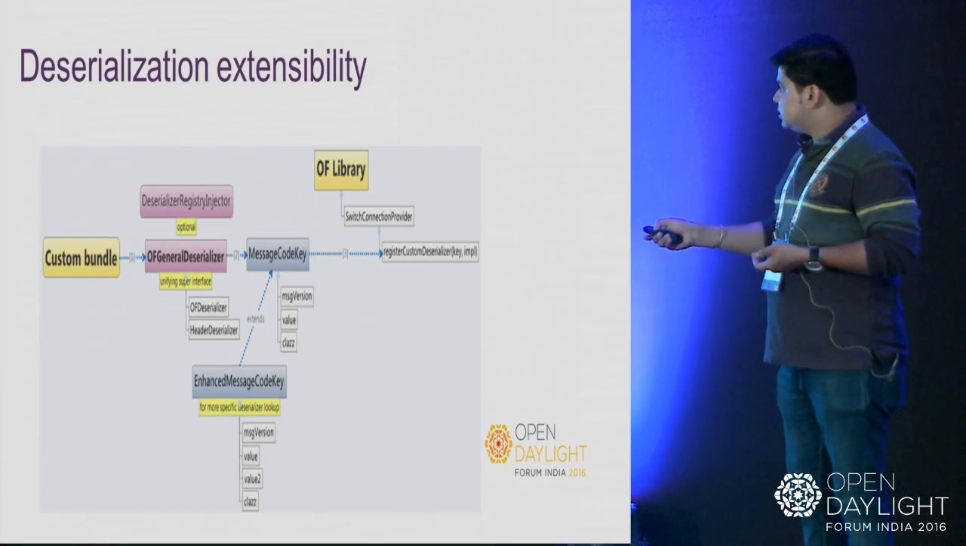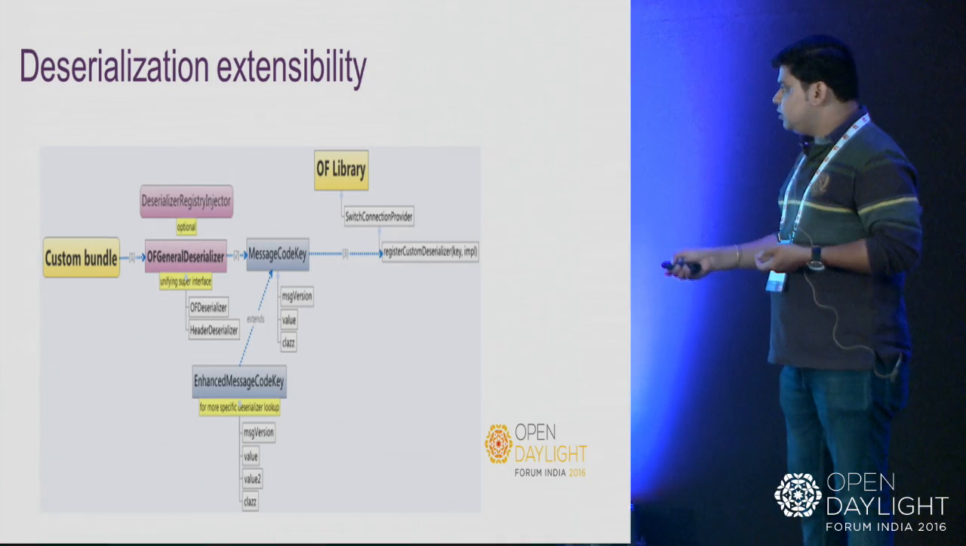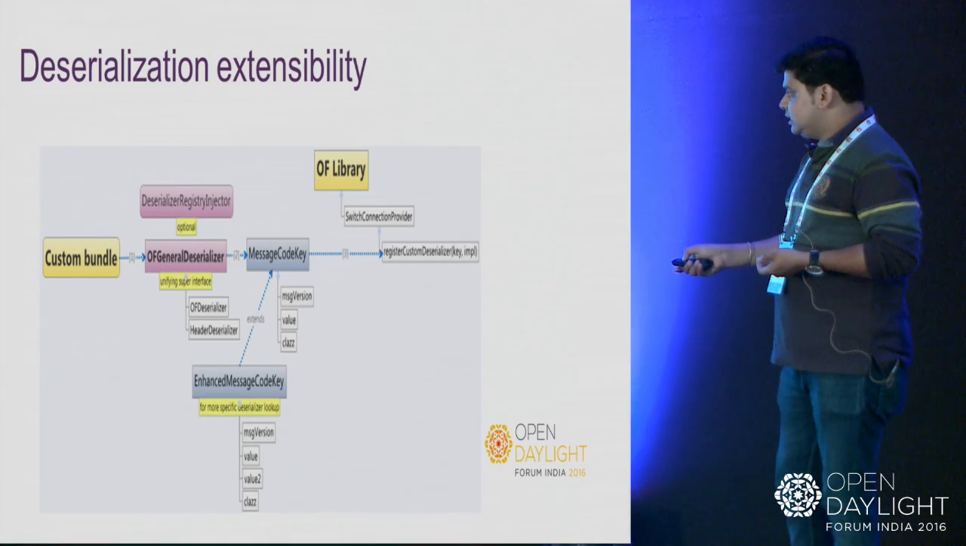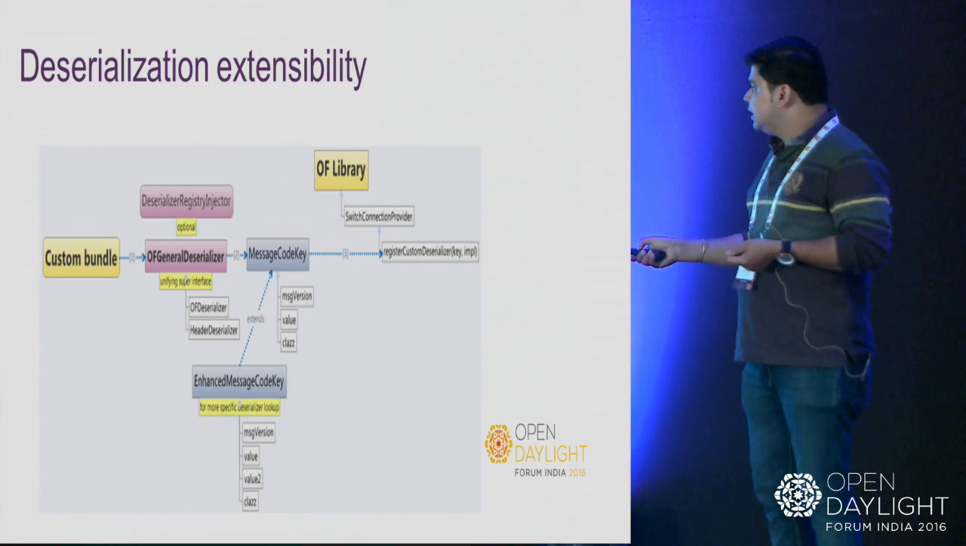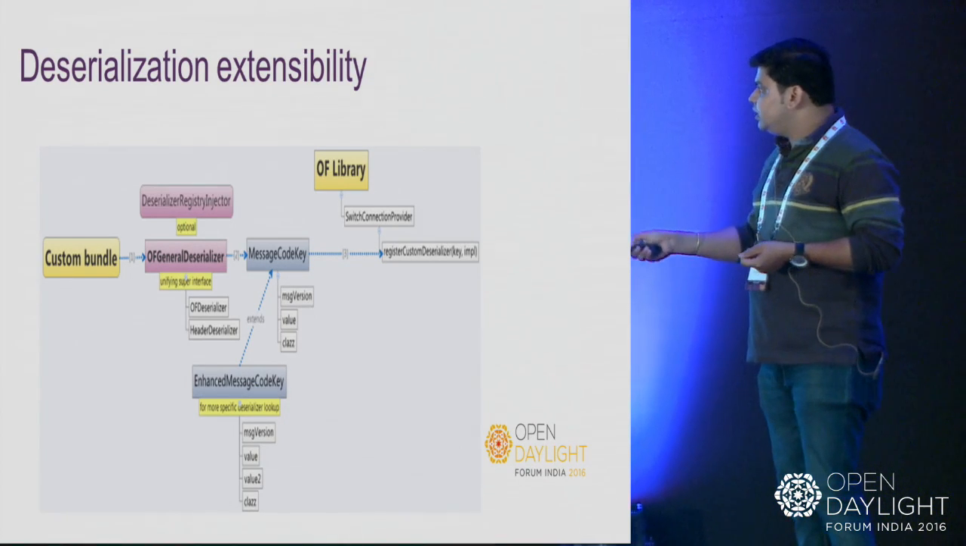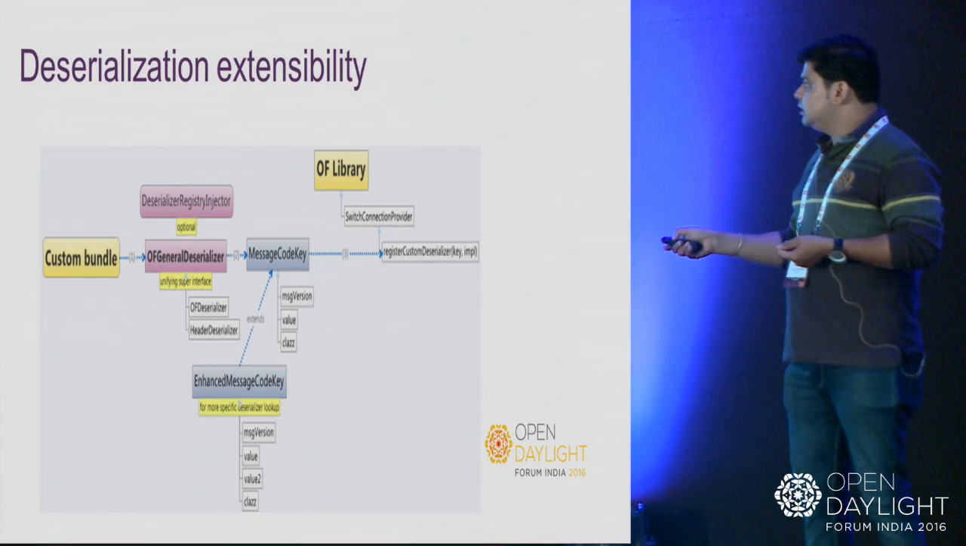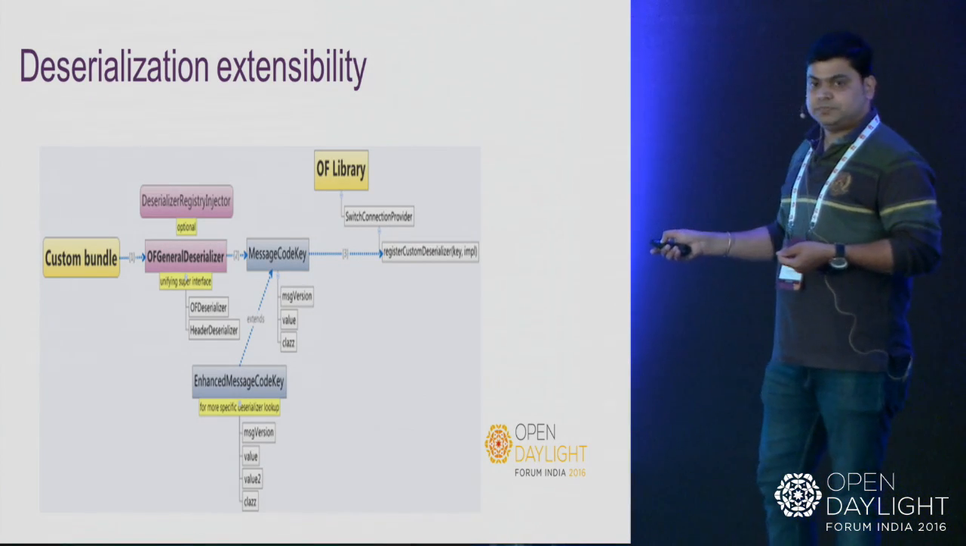So this is the key. This is again the way you prepare a key, but these are some extra values. We need to look at what the extra values are. So you have prepared a key, you have written your specific deserializer, and you register it using this utility.